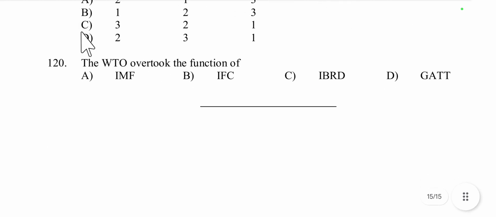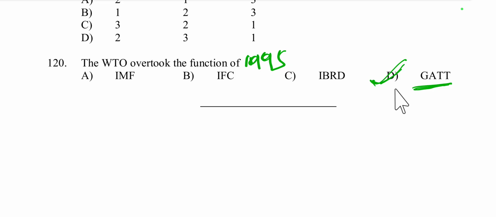Then question number 120, the World Trade Organization overtook the function of IMF, IFC, IBRD, GATT. World Trade Organization overtook the function of GATT. World Trade Organization was established in 1995 and replaced the GATT, meaning General Agreement on Tariffs and Trade, and it took over and expanded GATT's function to include services and intellectual property rights with a stronger dispute resolution mechanism. So option D is the right answer.